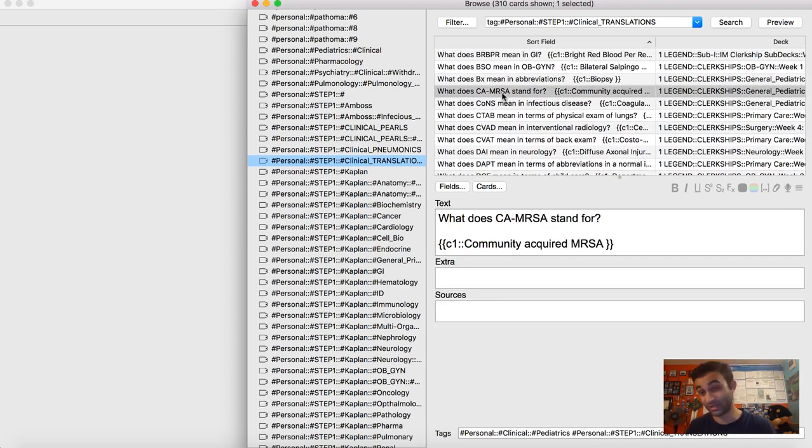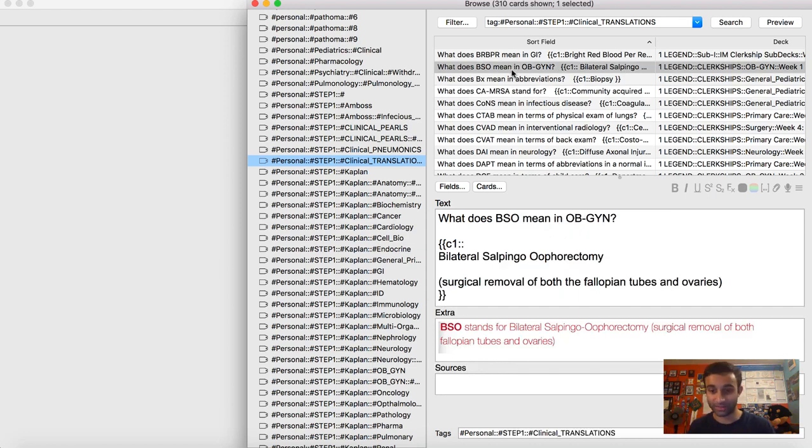That's something that maybe you already did know, but I made so many of these flashcards because even in OB-GYN, for example, BSO means bilateral salpingo-oophorectomy, right? Which is removal of the fallopian tubes and the ovaries. But they just say BSO. They don't even write out the whole word. And you may not even know what the whole word means, let alone the abbreviation.